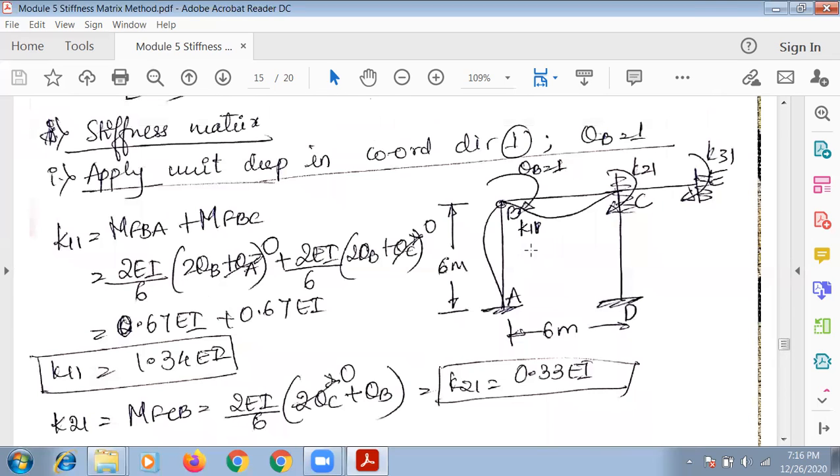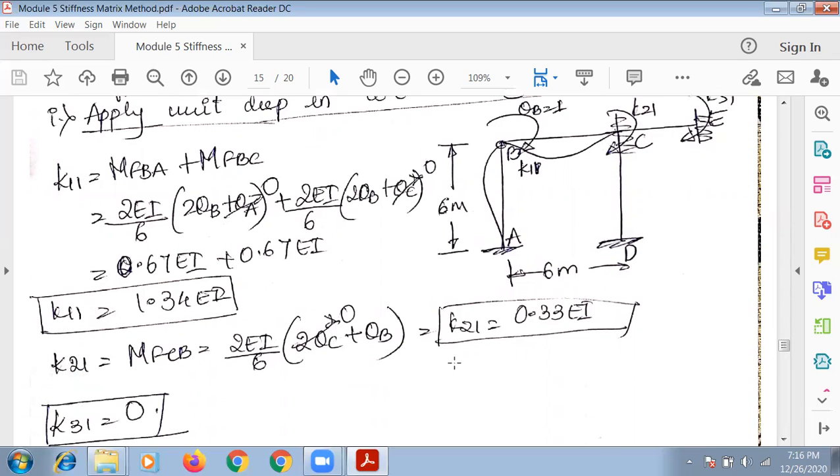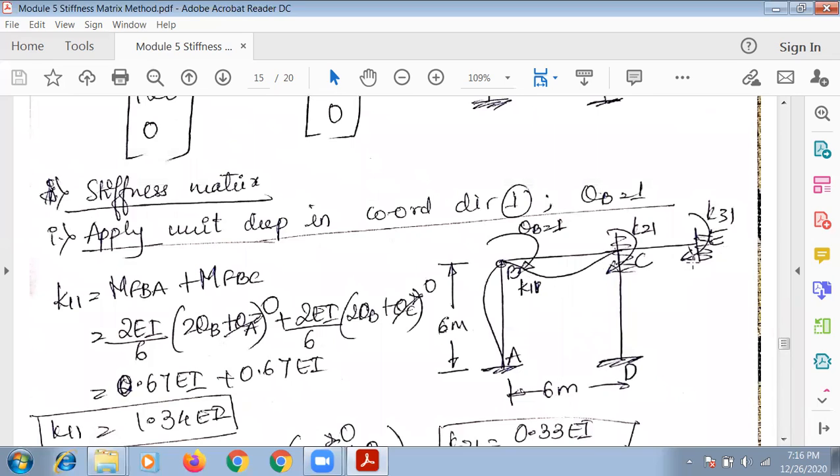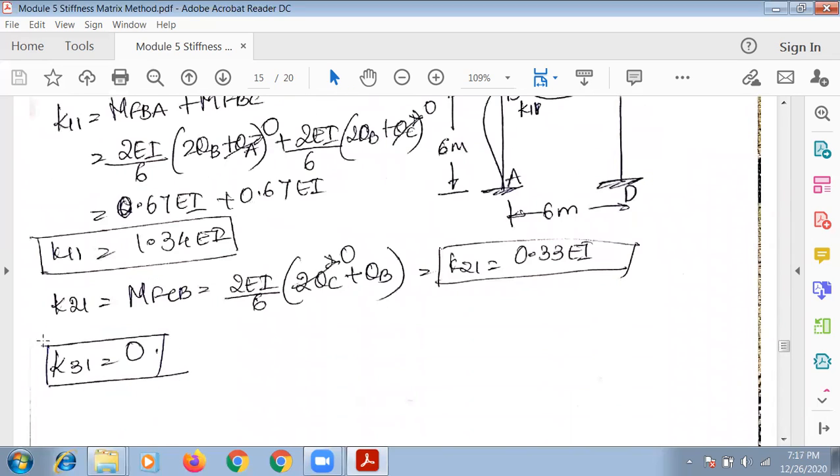Next, similarly, K21. In K21, only BC is deflected. Only for what is getting deflected should you write the formula. So here it is MFCB, which is equal to 2EI by L. Again, C is the first term, so 2 times theta C plus theta B. Then write K21. Next, similarly, K31. Again, in this part of the beam nothing is affected, so this would be 0.